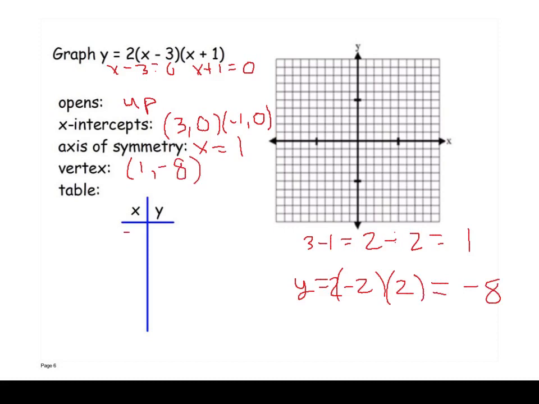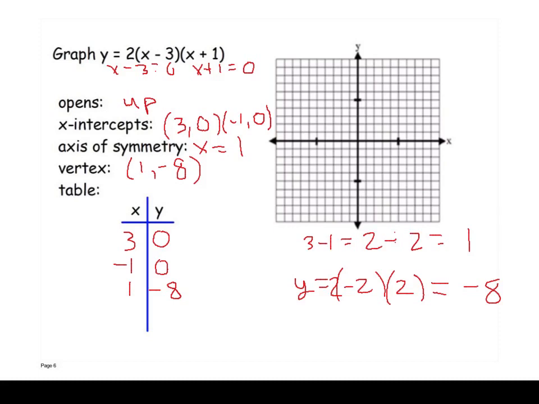We now have 3 points to plot on our table. We have our x-intercepts, (3, 0) and (negative 1, 0), and our vertex, (positive 1, negative 8). Now I want to pick another point to give us a more accurate shape of our graph, and I want to do this by picking one that is further away from our vertex than the points that we currently have.